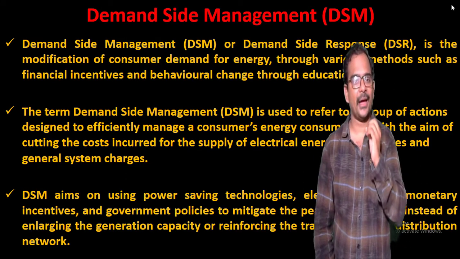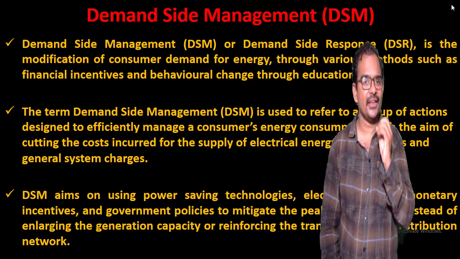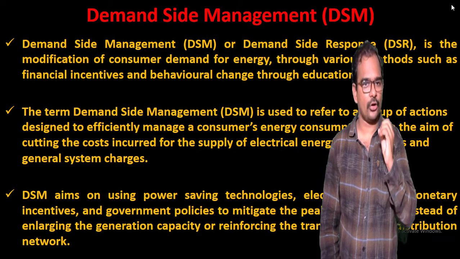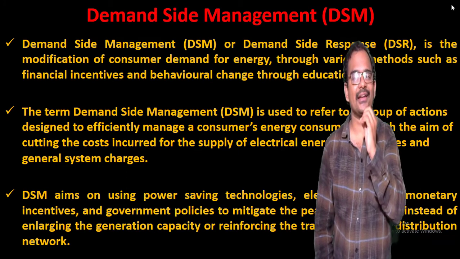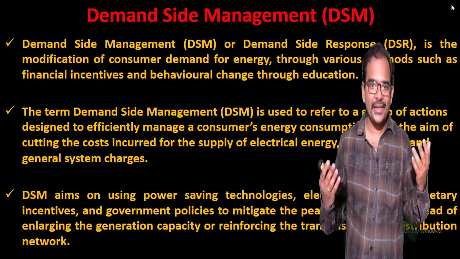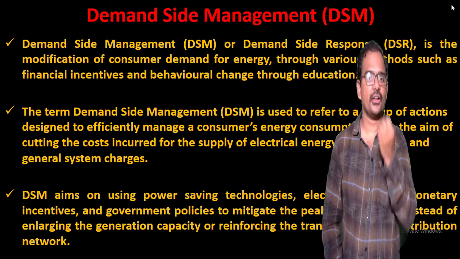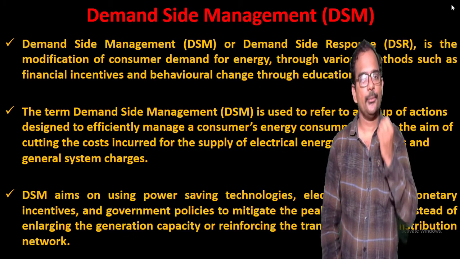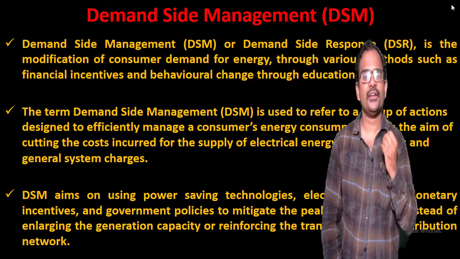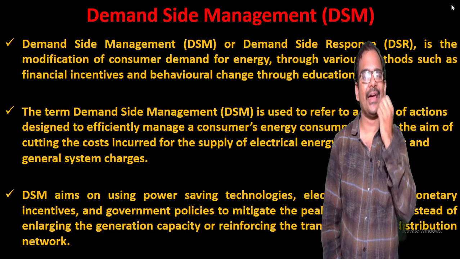So the term demand side management is used to refer to a group of actions designed to effectively manage a consumer's energy consumption with the aim of cutting the cost incurred for supply of electrical energy, grid charges and general system charges. So what is the main aim of demand side management? It is simple. You need to reduce or manage the consumer's energy consumption. If you are able to manage the consumer's energy consumption, the government can benefit a lot in the form of reduced cost of supplying the electrical energy.